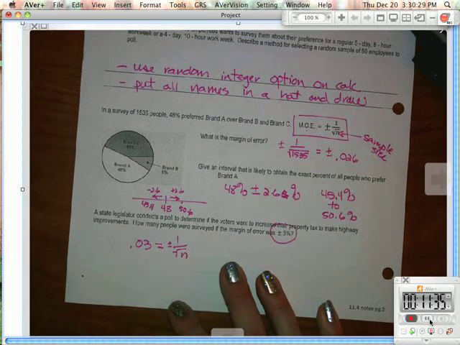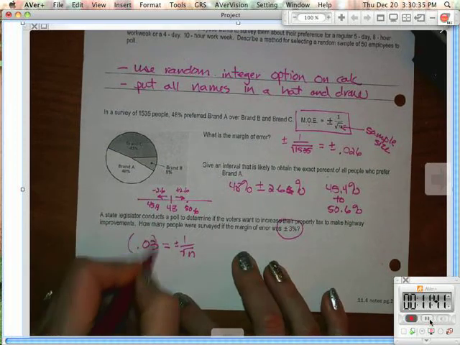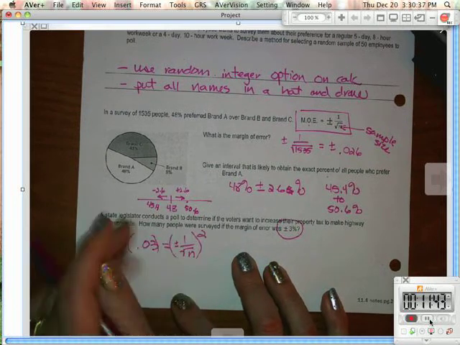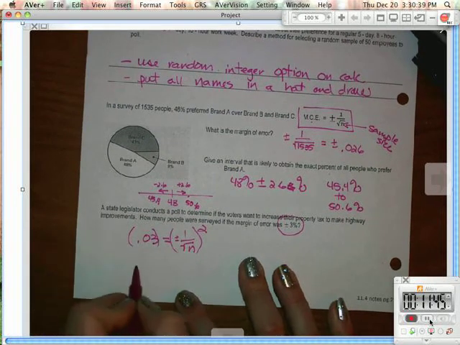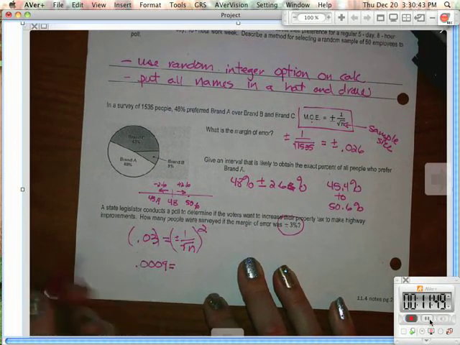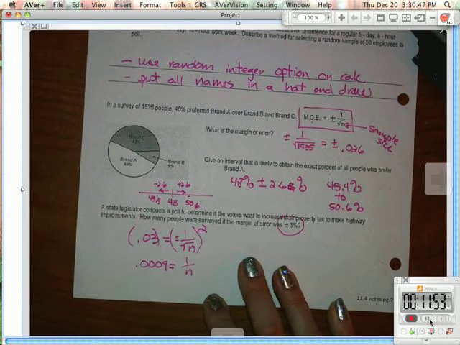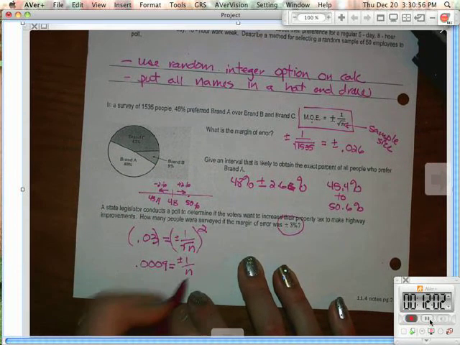So here I have a little bit of an issue because I've got the square root on the bottom. I'd like to get rid of that. So I'm going to square both sides. When I do that, I get 0.0009 equals plus or minus 1 over n. So I'm just going to do this for now. Okay, so what I want to do, I could keep the plus and minus up there, is get rid of this n in the denominator. So multiply both sides by n.